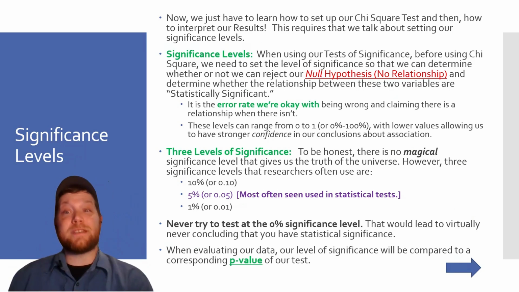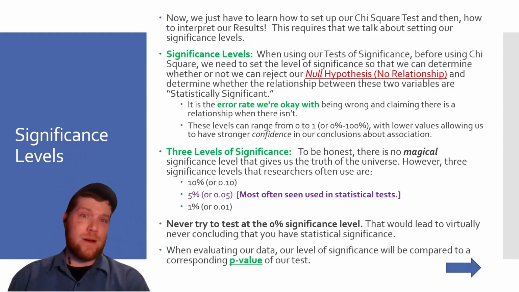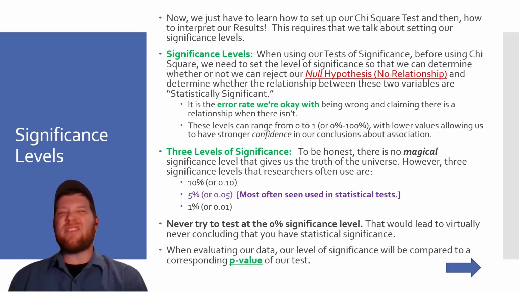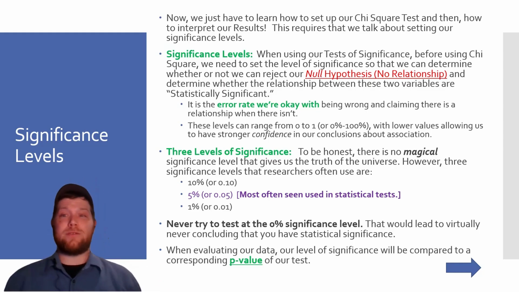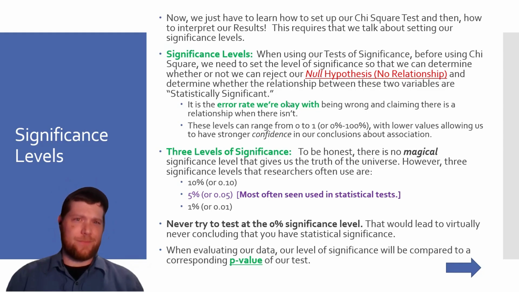When using our test of significance, before using chi-square even, we need to set this level of significance so that we can determine whether or not we can reject our null hypothesis, reject that there's no relationship, in favor of there being a relationship, determining whether a relationship between two variables is statistically significant.